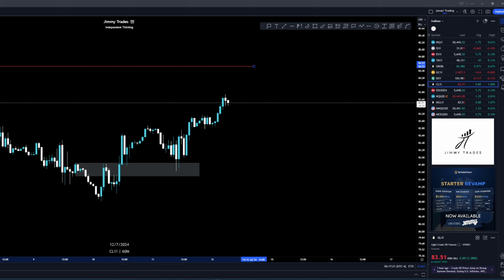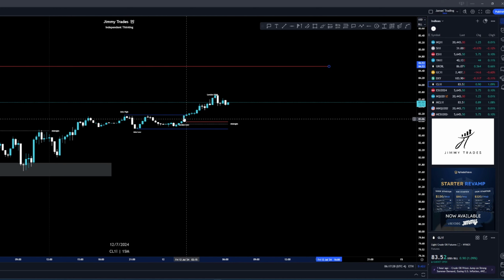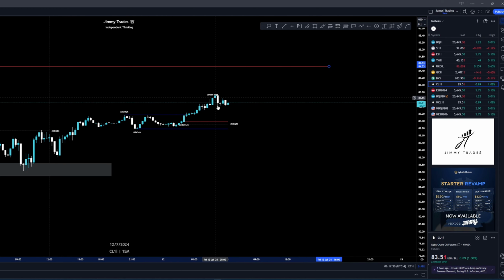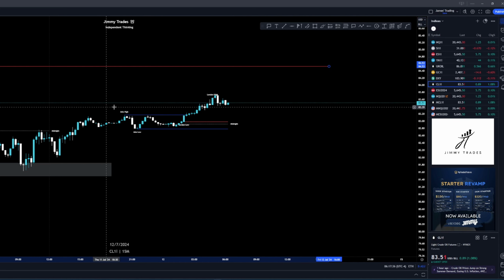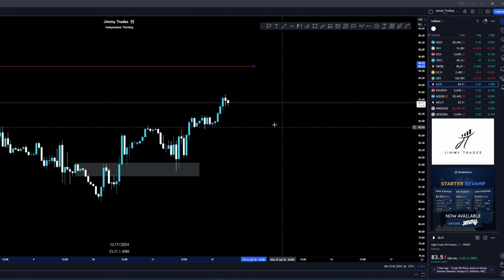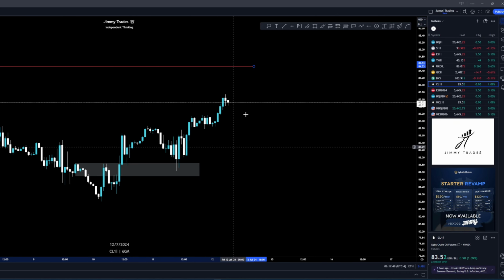Let's see what we've got. So we've got Asia high mitigated, London high mitigated. The lows are mitigated, looking at the 15-minute there. But I do like this structure. It looks like we've had the sell side on the buy side now.